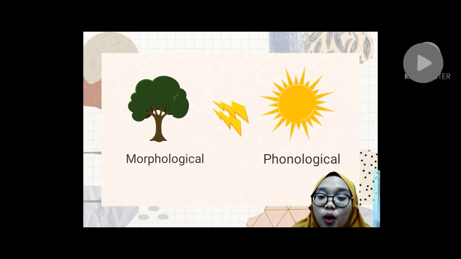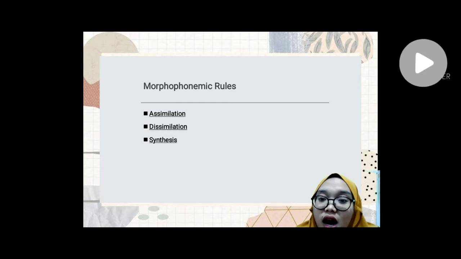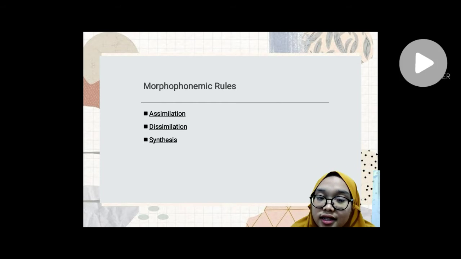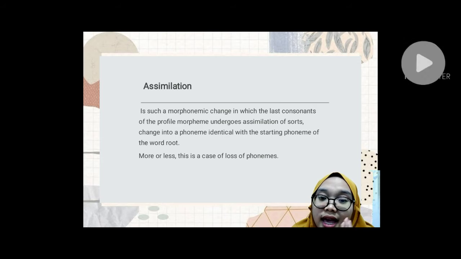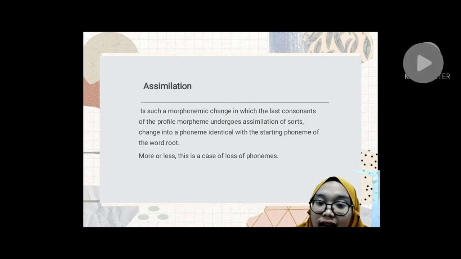And now we continue to morphophonemic rules. There are 3 morphophonemic rules affecting the affix. The first one is assimilation, the second is dissimilation, and the last one is synthesis. Okay, the first one is assimilation. Assimilation is a morphemic change in which the last consonant of the prefixal morpheme undergoes assimilation of sorts.